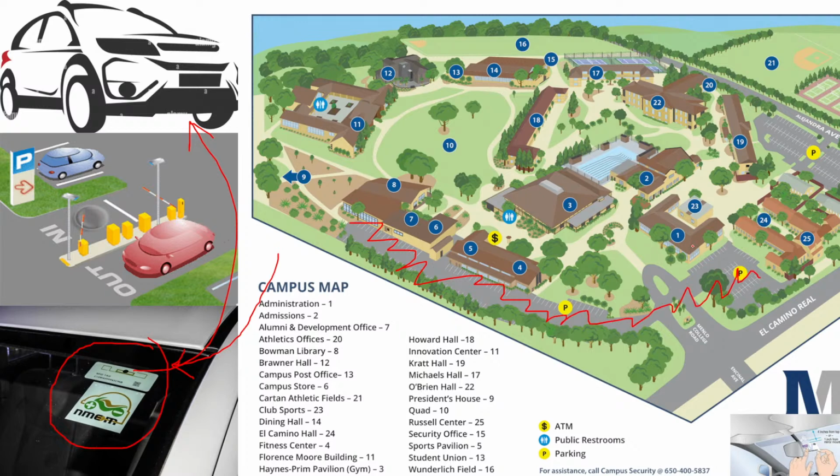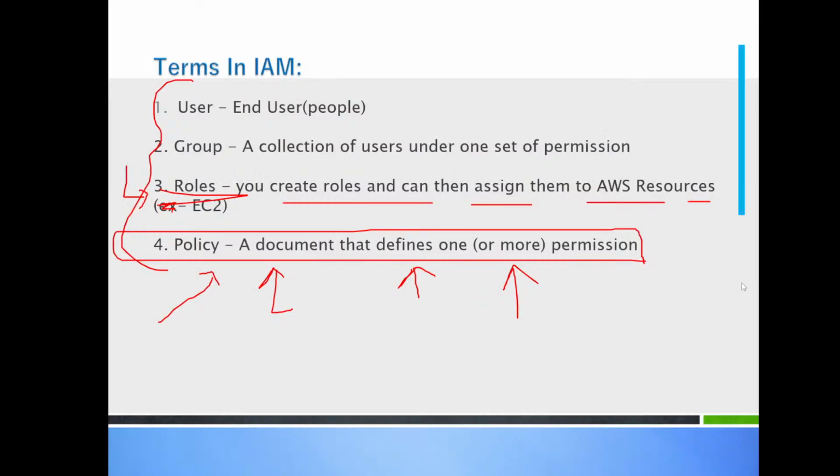If you are bringing a cycle, then the cycle might be allowed in your campus, but four wheelers are not allowed to access the whole area. They are only allowed to park in the parking area. Am I clear? So you can compare a role with your RFID.